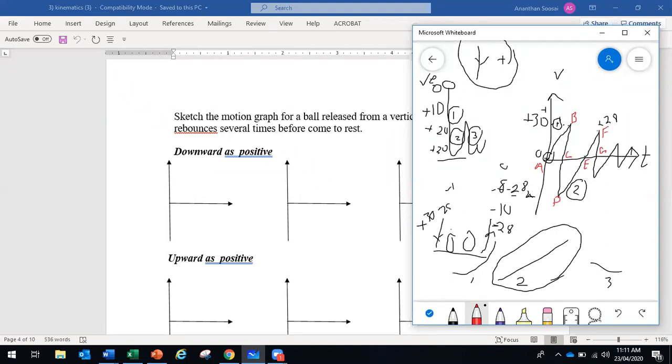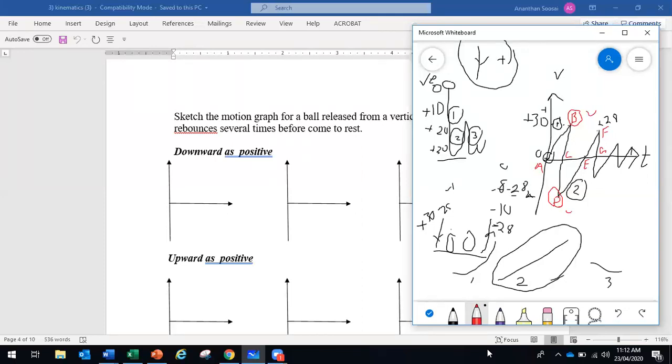At which point? B. Good. It touches the ground at B. At which point does it start to take off, detach from the ground? D. Very good. D starts to detach from the ground. That means, remember, B, C, D, it was touching the ground.